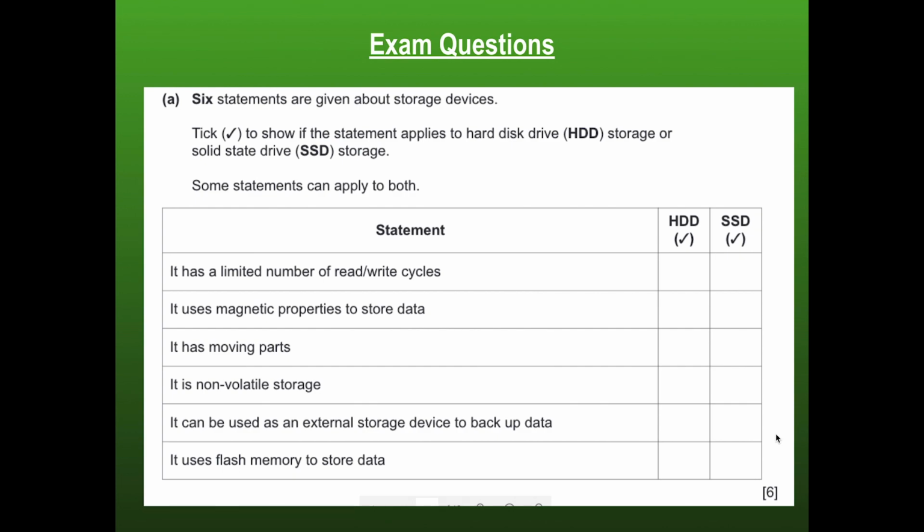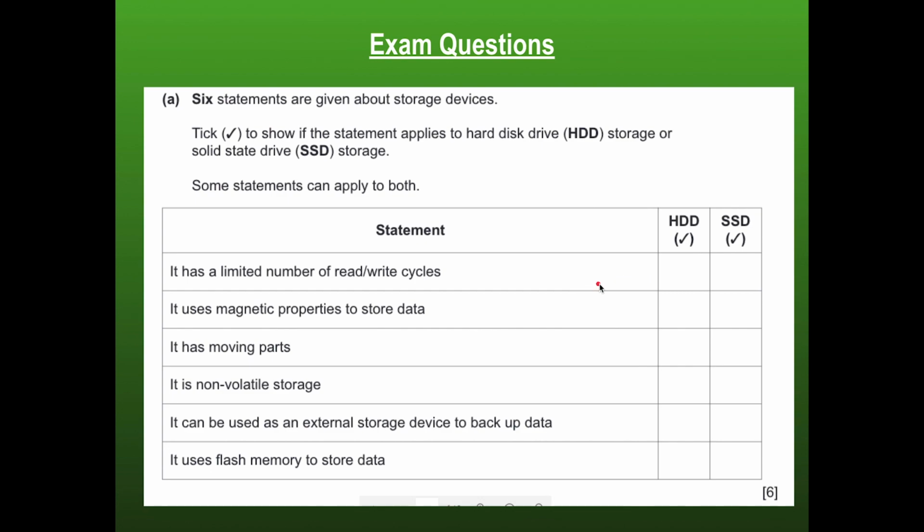This may be the point where you want to pause the video, answer this question yourself, and then we can go over the answers together. So here are 6 statements that have been given about storage devices. We need to put a tick to show whether it applies to the HDD storage or the solid state drive. It's really important to read these questions carefully because there's a very, very important line here that says some statements can be applied to both. So some of these statements here are going to need a tick in both locations.